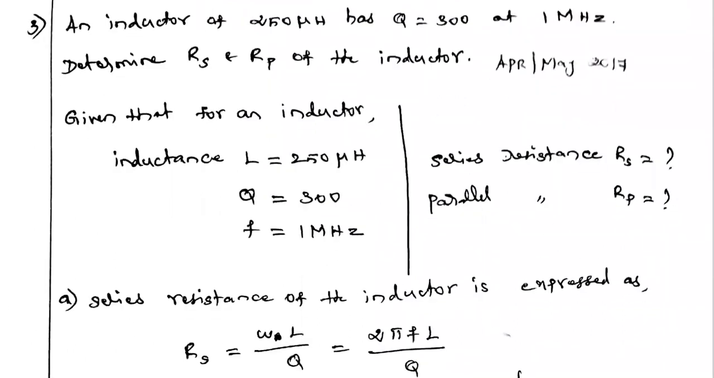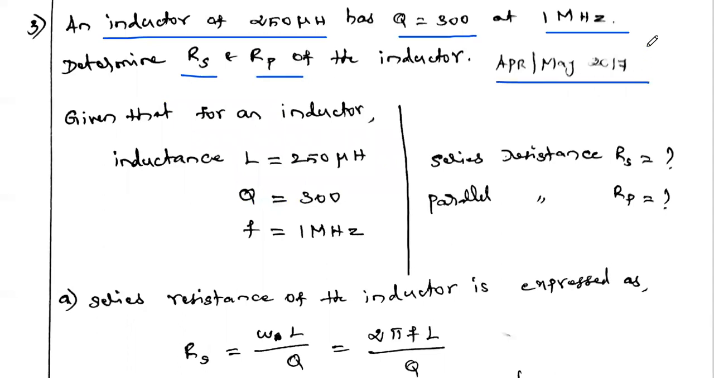Then the third type of question: an inductor of 250 microhenry has a quality factor Q equal to 300 at 1 megahertz frequency. Determine Rs and Rp of the inductor. Rs means series resistance, Rp means parallel resistance of the inductor. It is an April May 2017 question, and this is also one type of 2 mark problem.